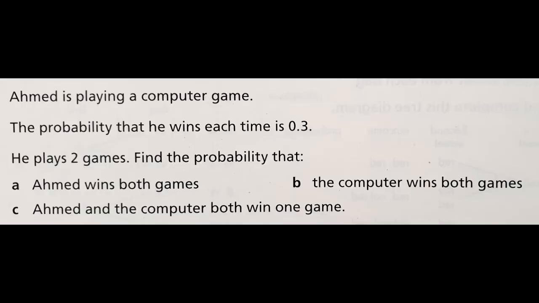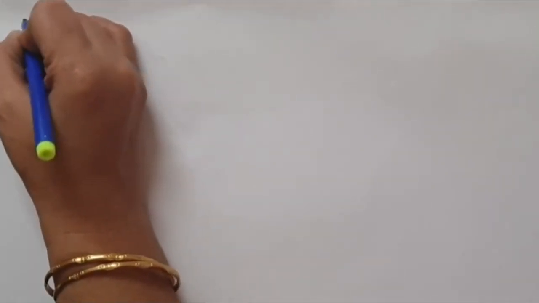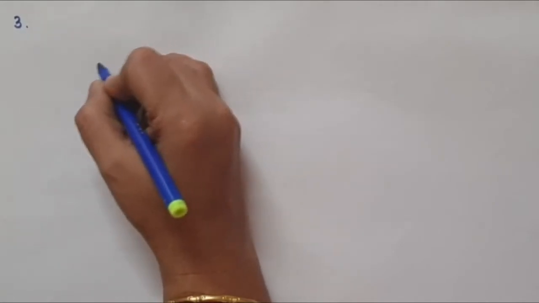The third question. Ahmed is playing a computer game. The probability that he wins each time is 0.3. He plays 2 games. Find the probability that A, Ahmed wins both games. B, the computer wins both games. C, Ahmed and computer both win 1 game. Now we'll draw the tree diagram.